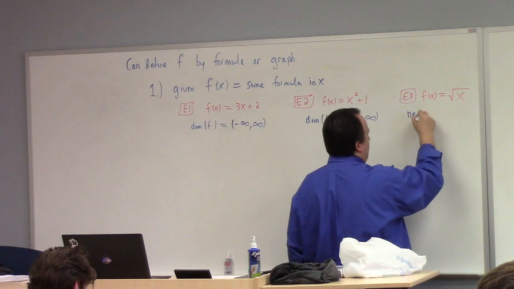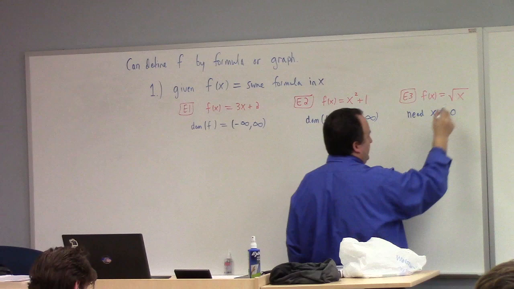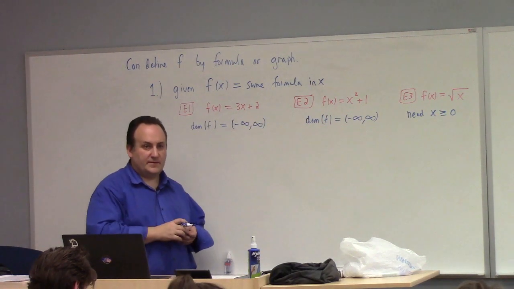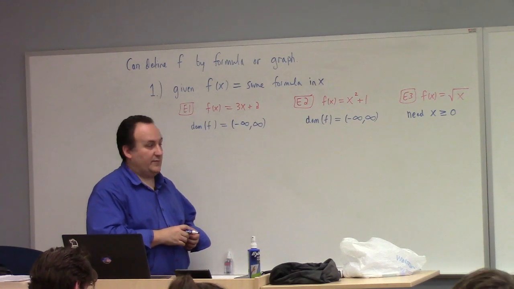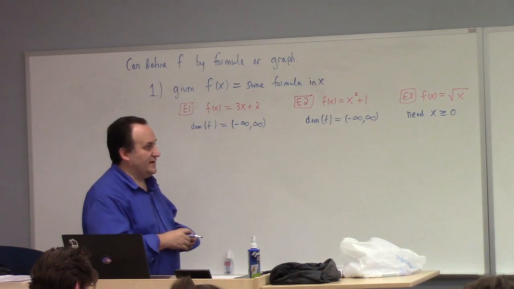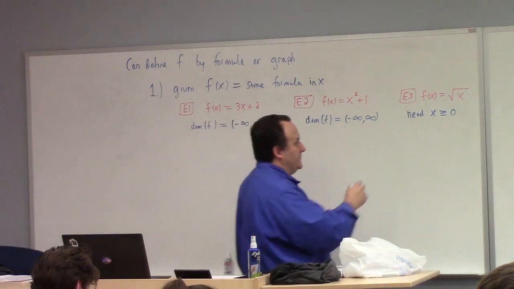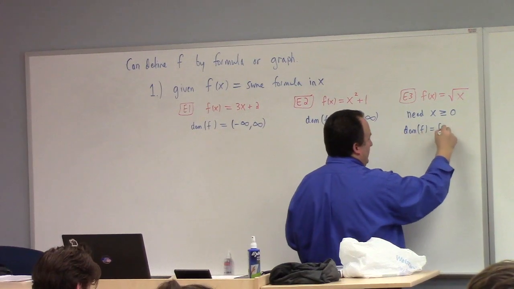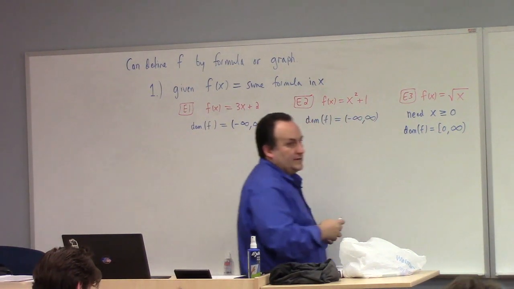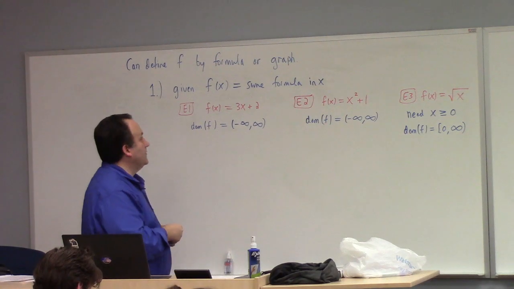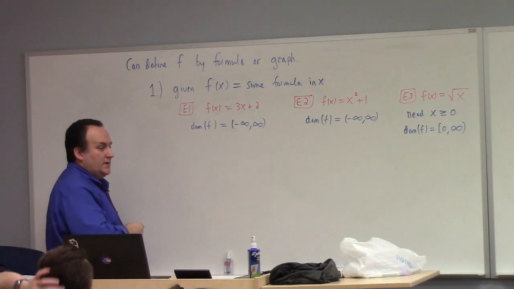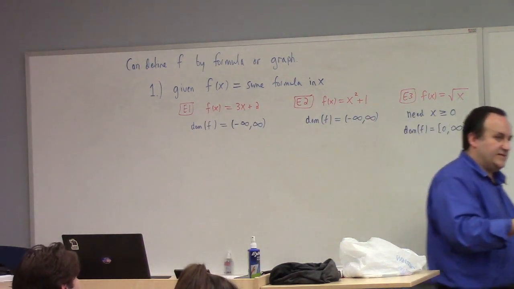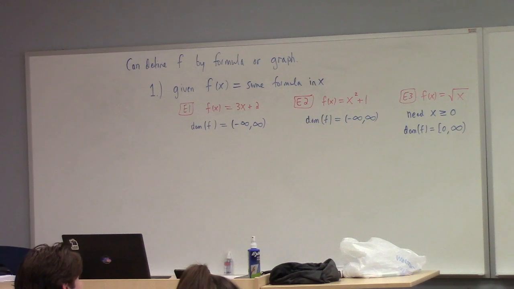I need the input to be greater than or equal to 0, right? For the output of that function to be a real number, right? So if I want the output to be a real number, I need to input either a 0 or a positive number. So in this case, the domain of f is a little bit more interesting. It's just 0 to infinity. Right. So to figure out the domain from a formula, you just have to think about the formula and ask yourself the question, what x does the formula make sense for?